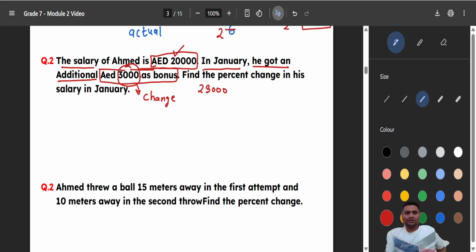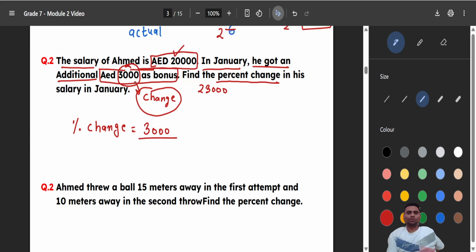So this 3,000 is the change. The change is given directly here. No need to do minus or anything. The change is directly given: 3,000. Now he said find the percent change. So simply, the change is how much? 3,000, because the 3,000 is an extra bonus that he has got, right? So this extra bonus is the change.